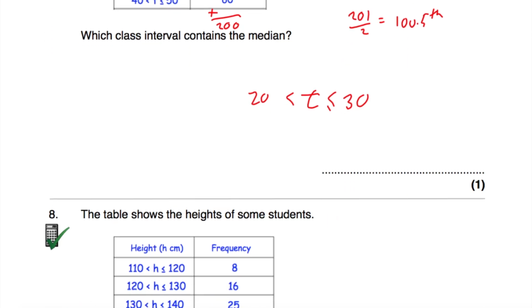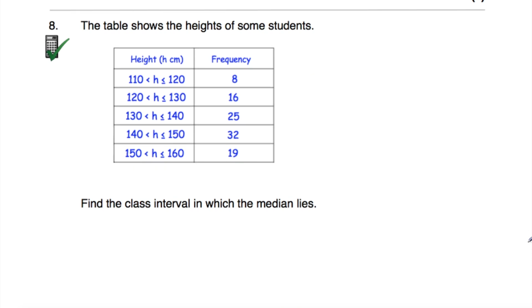Okay, our next question, question number 8. Question number 8 says the table shows the heights of some students. So we've got the heights of these students, and we've been asked to find which class interval contains the median. So let's add together the frequencies. 8 plus 16 plus 25 plus 32 plus 19 is equal to 100. So there's 100 people altogether when we add together the frequencies.